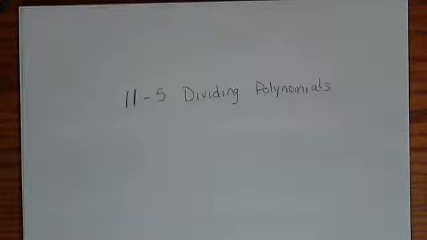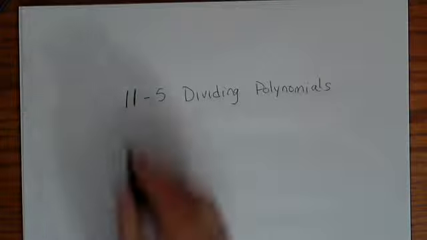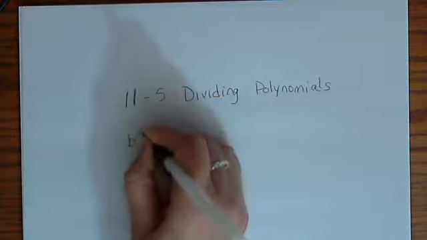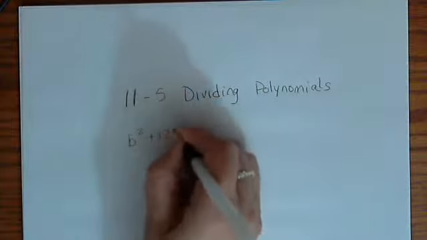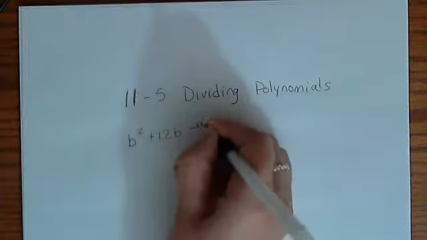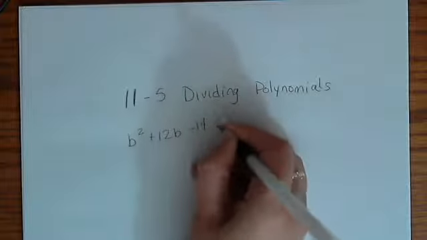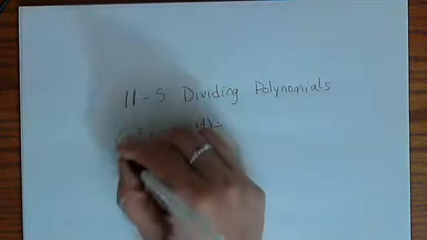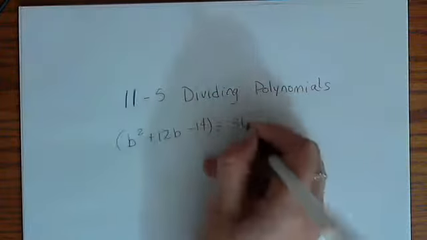Hi everyone, we are going to do a quick review on 11-5 dividing polynomials just to make sure that you understand everything that we've already talked about. So I'll just jump in with some examples. The first example I have is going to look like this: b squared plus 12b minus 14, and we're just going to divide all of that by 3b.